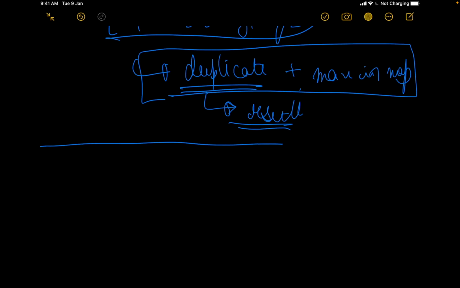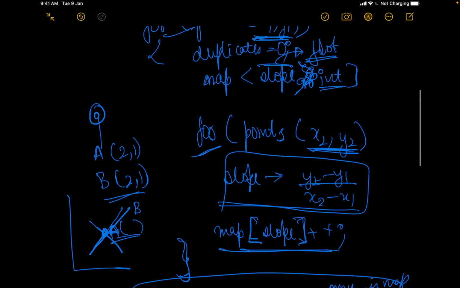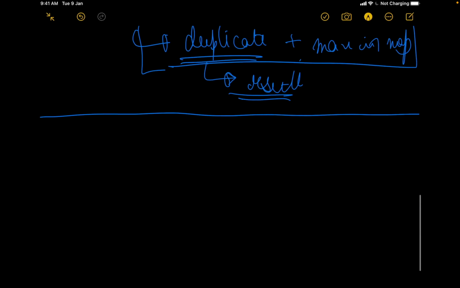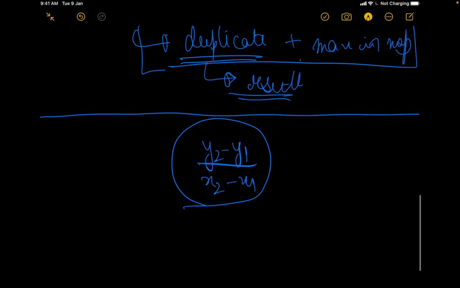The point is that we are storing the float values for the slopes. Slope is basically y2 minus y1 over x2 minus x1, and we are storing it in a float. The problem with floats is that even for two values, let's say 2 over 10 and 1 over 5, technically both of them should have the same answer. I hope you understand that at least. The answer they should have is 0.2.